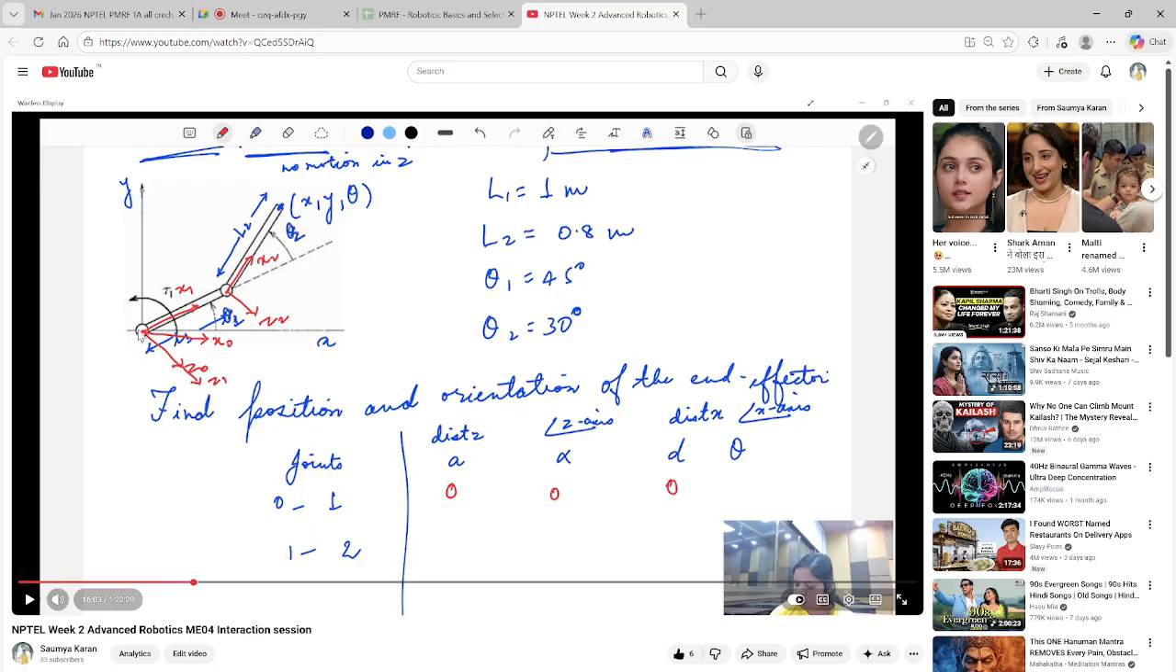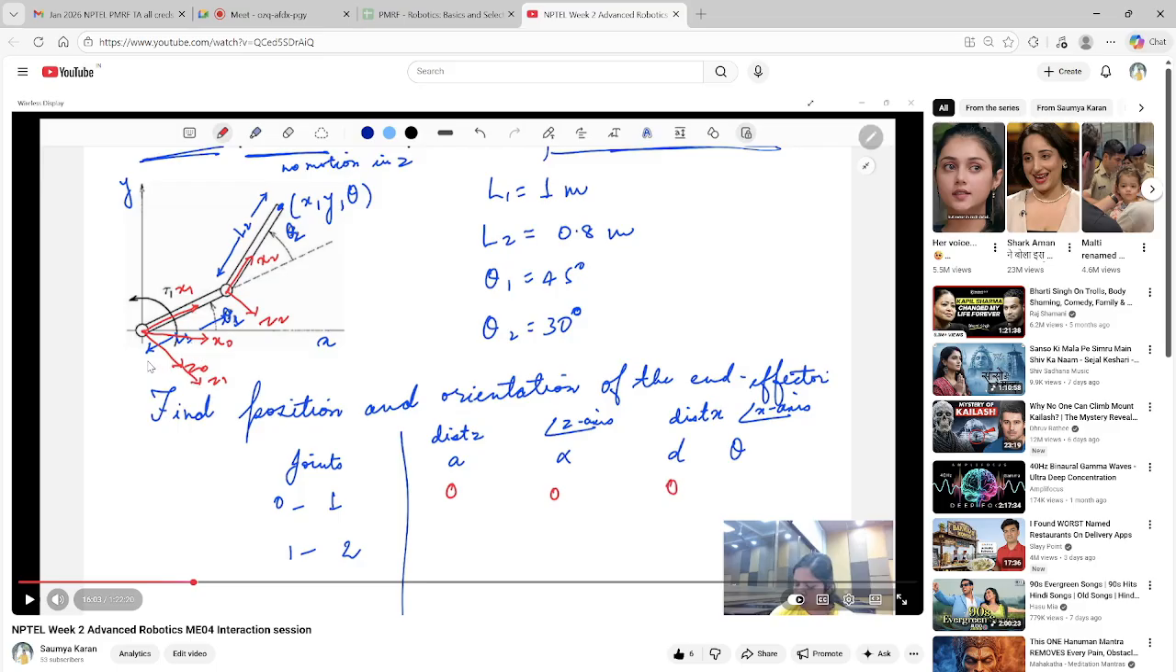aligned to the revolute joint's axis, and then x1 is along the direction of the link, meaning it has to be the shortest distance between the revolute joint axes. So this is x1, right? After this is x2. Again, it is pointing in the direction of the link, along the length of the link, and z2 is aligned along the axis of rotation. So these are the values that are given to us, and after that, for 0 to 1, for this joint, if we want to write a, alpha, d and theta, what would it be?